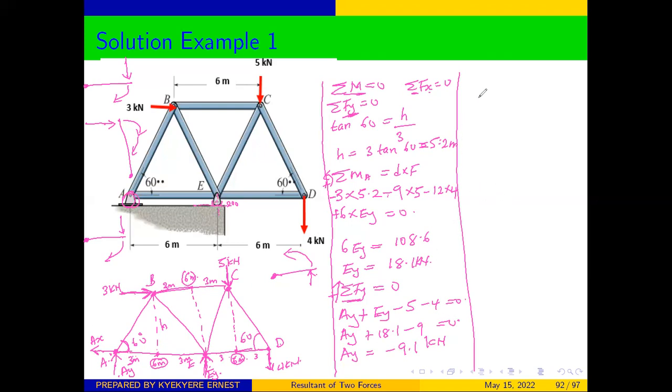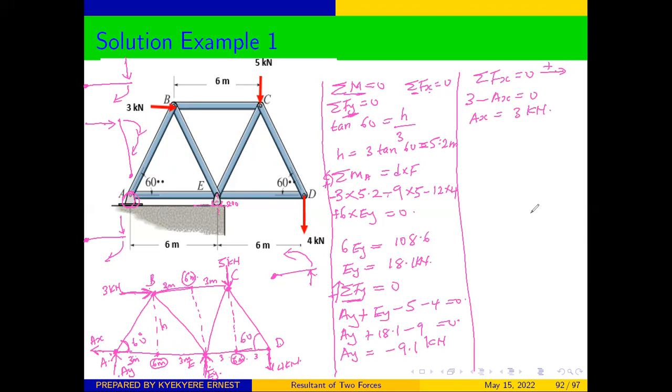We can also say that the sum of all forces in the X is equal to 0. We are taking this direction to be positive. Therefore, this force here is moving in the same direction as our positive axis. We have 3. And this force is moving in the opposite direction, minus AX is equal to 0. And from here, we can see that our AX is equal to 3 kilonewtons.